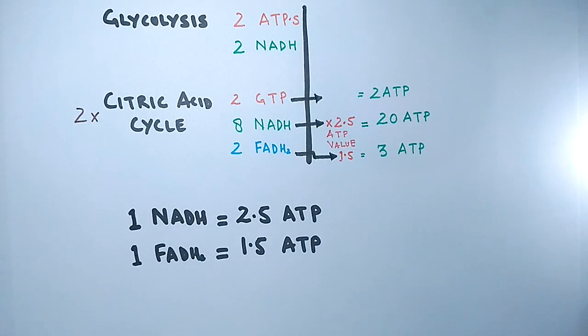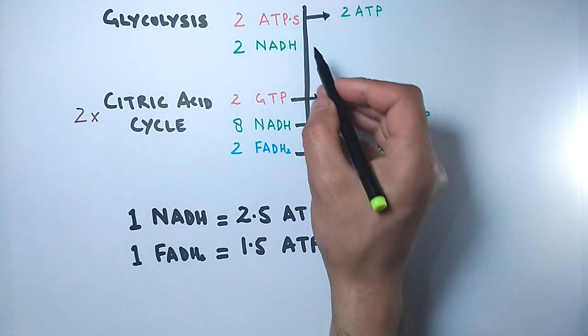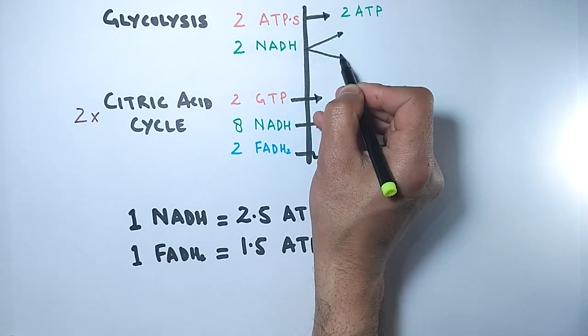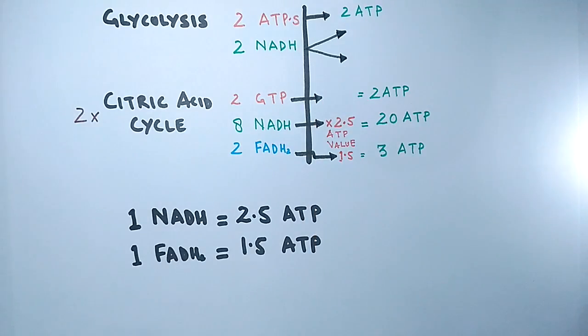Now let's have a look at glycolysis. First of all, we have 2 ATPs directly produced from glycolysis. Then we have 2 NADH molecules. These NADH molecules are very different from the Krebs cycle NADH molecules, since these NADH are produced in the cytosol, because glycolysis runs in the cytosol. So in order to use their electrons in the electron transport chain, the electrons from these carriers need to be shuttled into the inner mitochondrial membrane for oxidative phosphorylation.